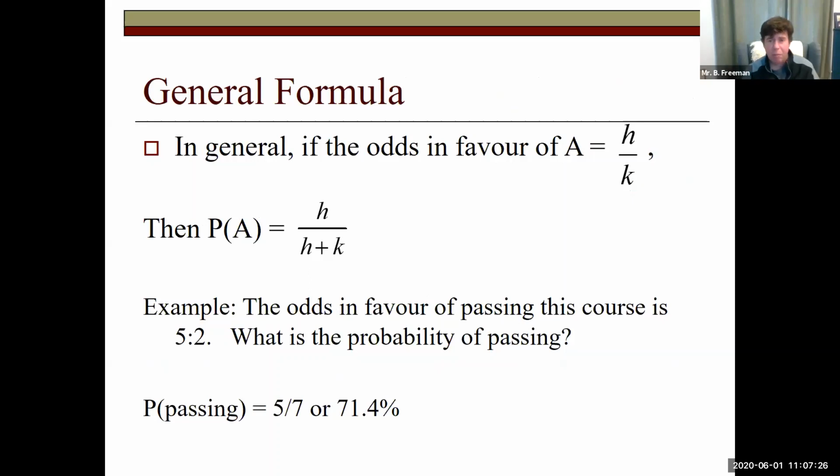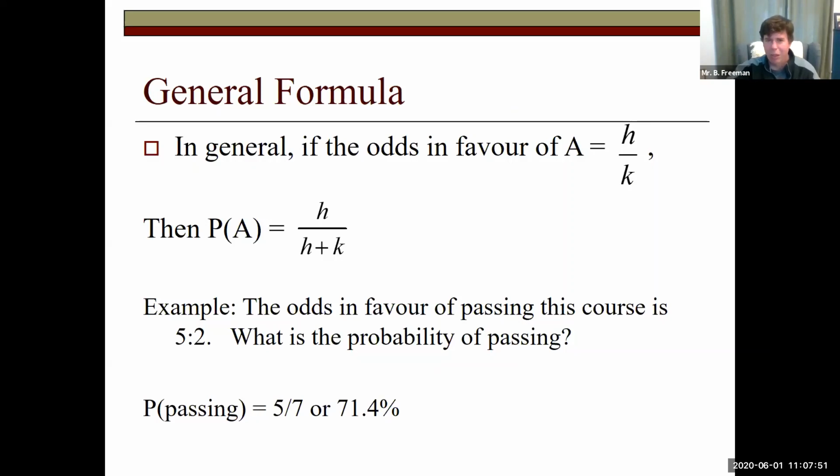Here is the general formula. Again, I use this because it just helps. I can memorize formulas and it helps, but you can do this in a common sense kind of way too. So if the odds in favor of A happening are H/K, so that could be 1/4 or 1/6 or whatever it is, then the probability of event A happening is H/(H + K).